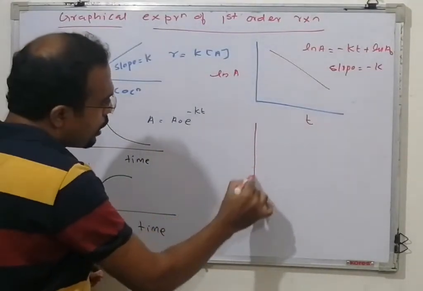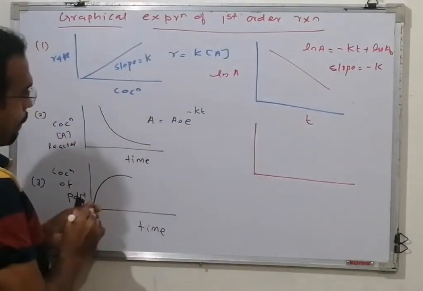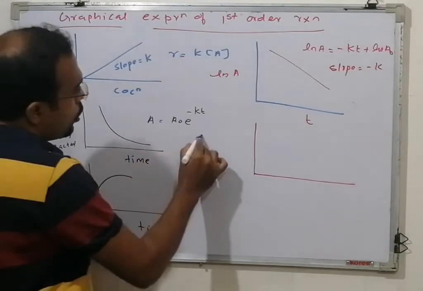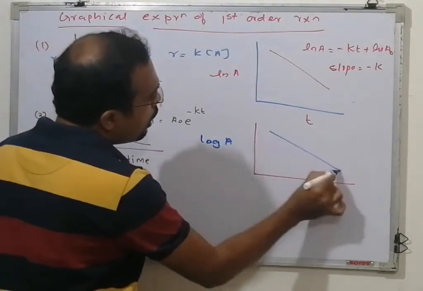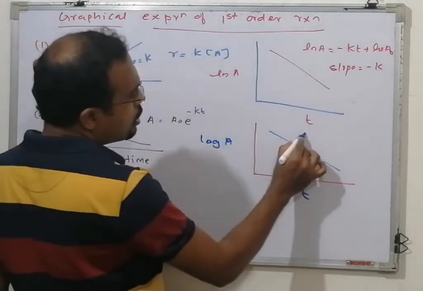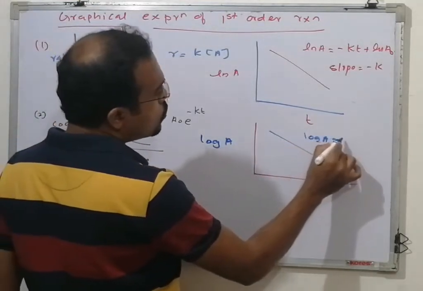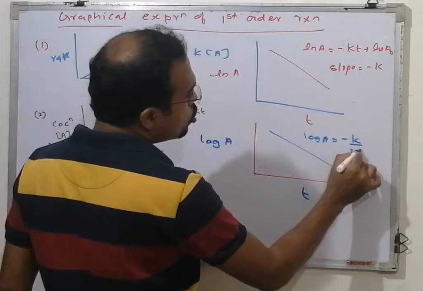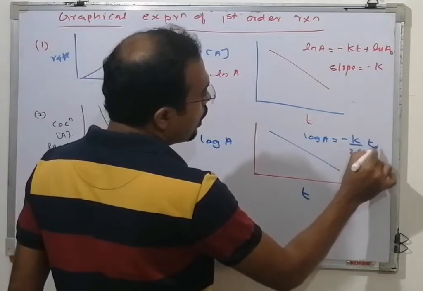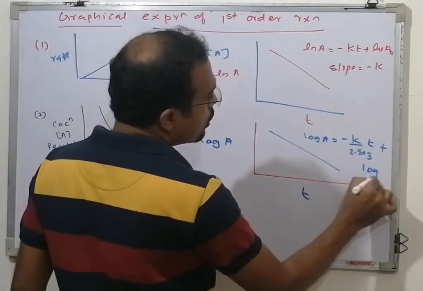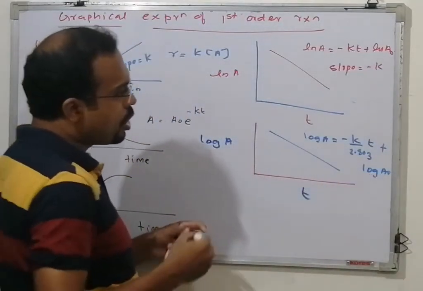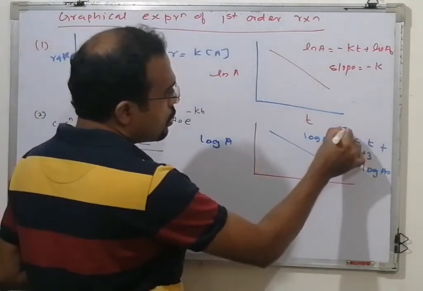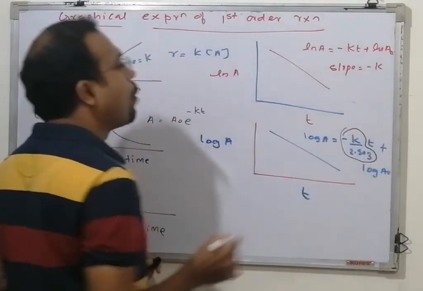Now suppose I draw a graph like this. Log A versus t. The graph will be like this. The equation is log A is equal to minus k by 2.303 t plus log A0. You know what the slope is? The slope is this.